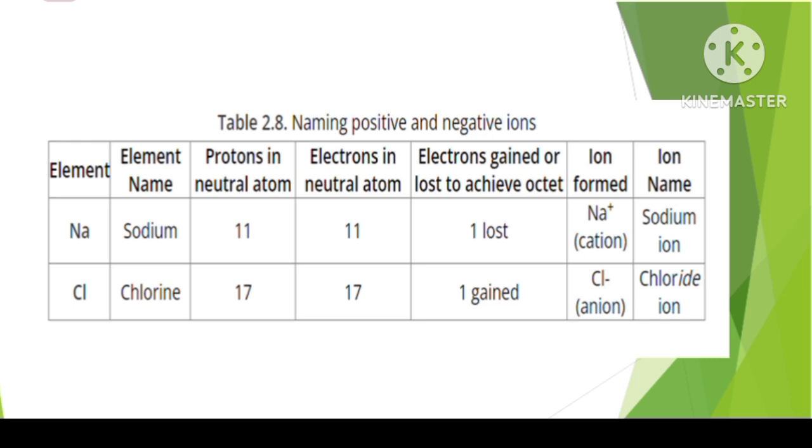Second one is chlorine. The atomic number of chlorine is 17, of course, so definitely it is going to have 17 protons, 17 electrons, and it is going to gain 1 electron. As it is going to gain 1 electron, it would get a negative charge. Again I'm saying, if you want a detailed video on this, please write it in the comments. After gaining the electron, chlorine is going to be negatively charged and it would become the chloride ion, right?